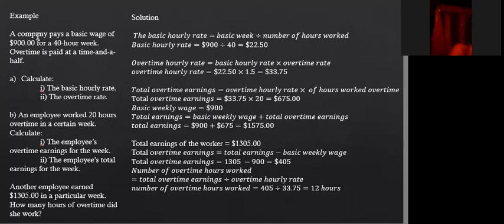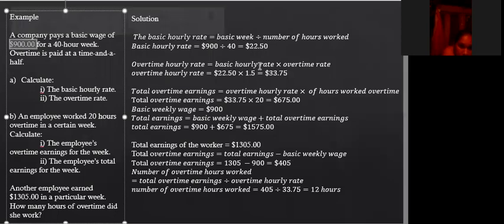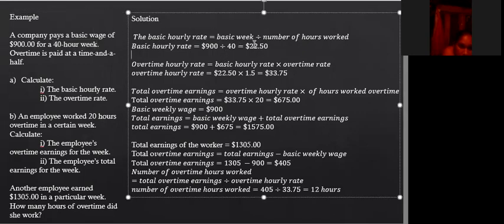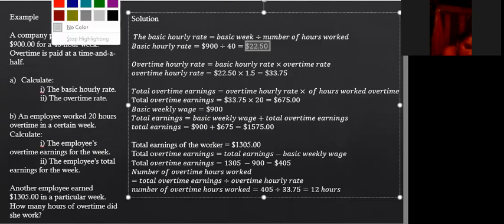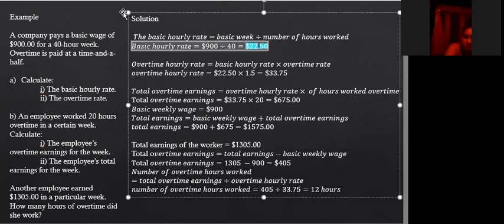So for the basic 40-hour week, the basic hourly rate would be $900. We get this $900 from here, divided by 40, which is the number of hours worked, and this is for the basic week. So the hourly rate is $22.50.